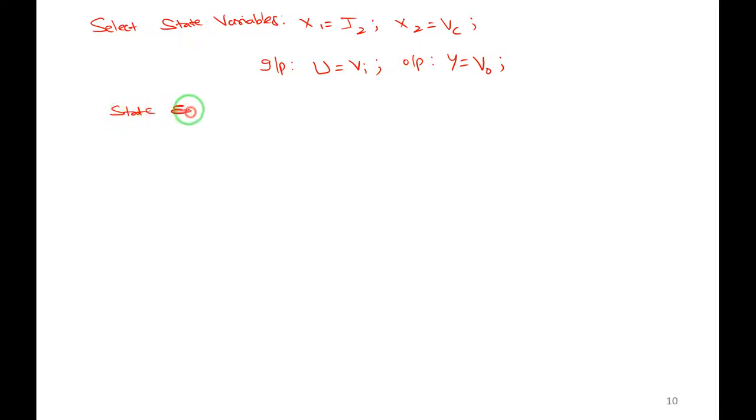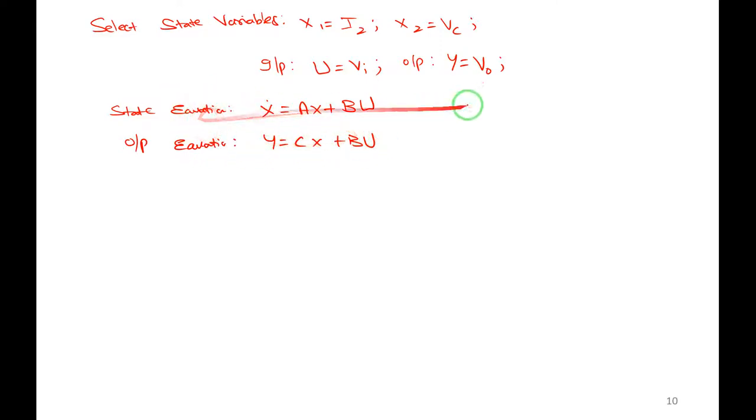Next, let me write the state model. State equation: x dot is equal to Ax plus Bu. Then the output equation: y is equal to Cx plus Du. So these two equations will form the state model, right? We have to get both.